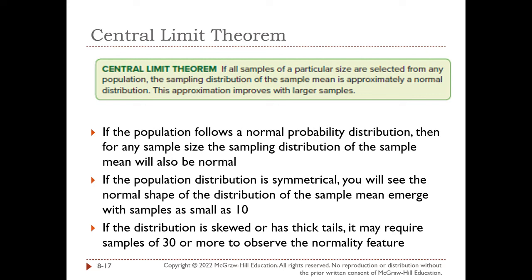So again, this is a very useful conclusion in statistics, and it's true for all population distributions. This allows us to use the normal probability distribution to create confidence intervals for the population mean, which you'll get into in Chapter 9, and perform tests of hypothesis in Chapters 10 and 11.